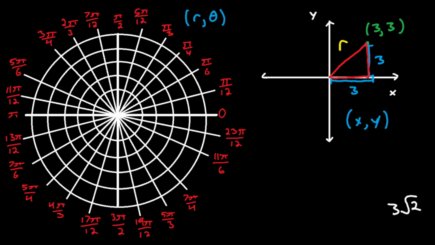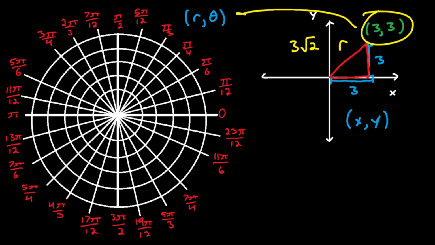So this guy right here is the, you know what, I should write this in yellow. This guy right here is the magnitude of your polar coordinate if I wanted to transition this guy into this guy. So let's write down 3 square root of 2 here. All right, and now we need to write down the angle.